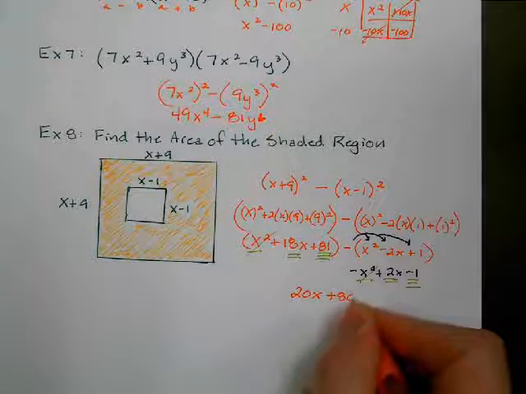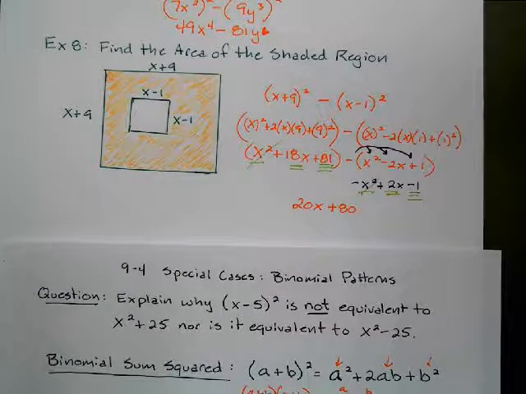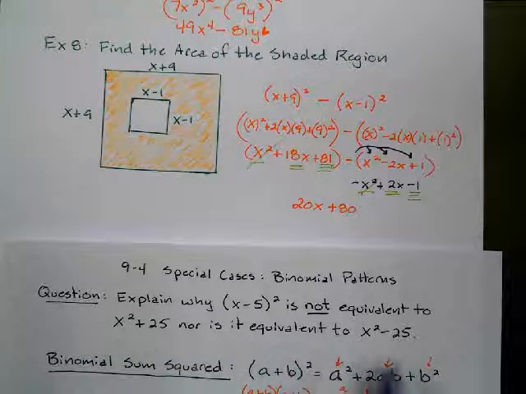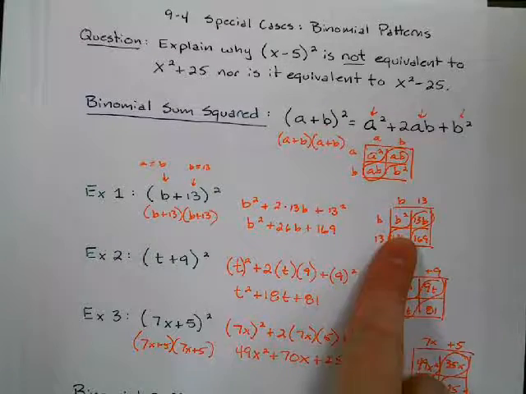All right, don't forget to answer the question. Explain why x minus 5 squared is not x squared plus 25, and it's not x squared minus 25. It's neither one of those. So remember, you can split it up and then use your area model, or you can start using these patterns. It's up to you how you want to do that.